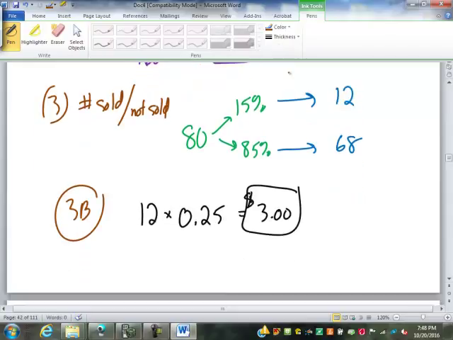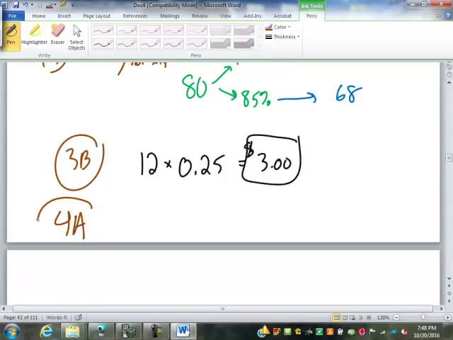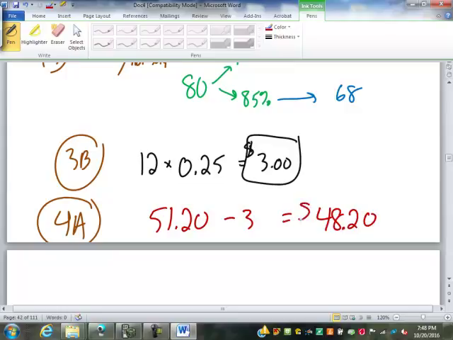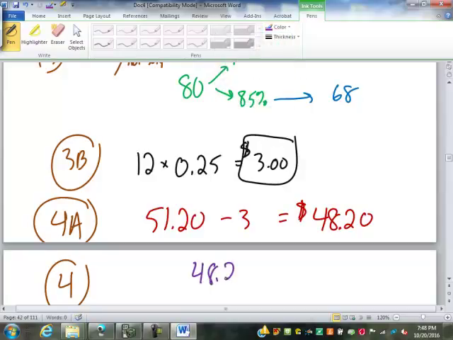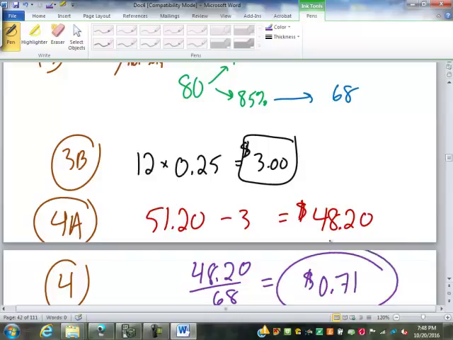Then our $51.20, subtract the $3 recovered, so $48.20 is what we need to get for our total. And then $48.20 divided by the 68 sold, which gives us, what's that? 0.71, so 71 cents. How many of you got that?